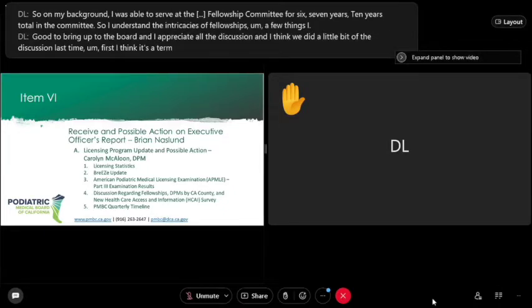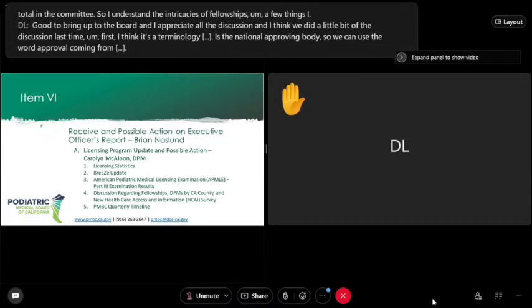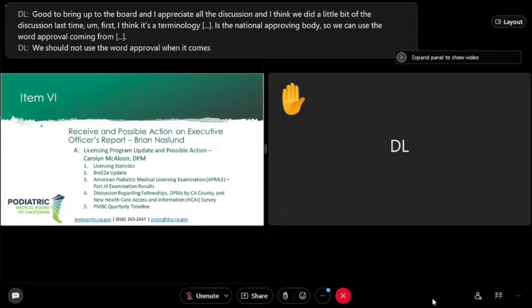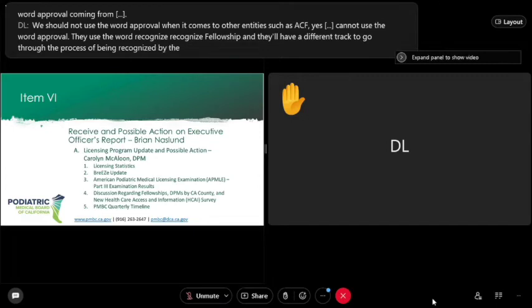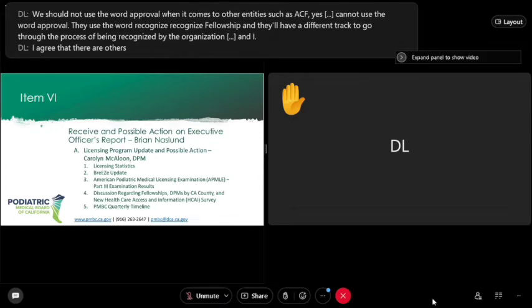CPME is the national approving body, so we can use the word approval coming from CPME. We should not use the word approval when it comes to other entities such as ACFAS. ACFAS cannot use the word approval. They use the word recognized fellowship, and they'll have a different track to go through the process of being recognized by the organization ACFAS. And I agree that there will be others out there as well.